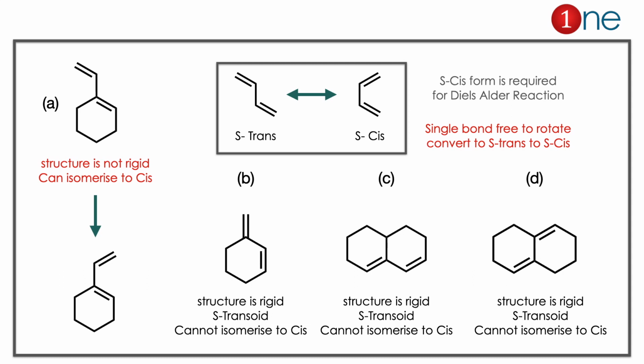If you look at C, same decalin, but the diene you cannot rotate to the s-cis form, so it won't undergo the reaction. If you look at D, it is also the same, it is rigid and trans, it will not undergo Diels-Alder reaction. The only possibility is A there.